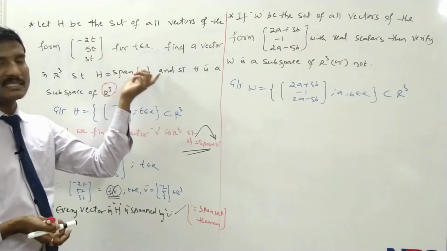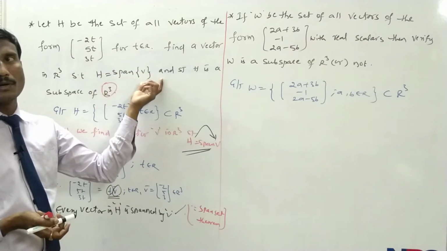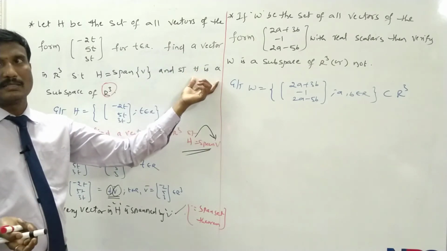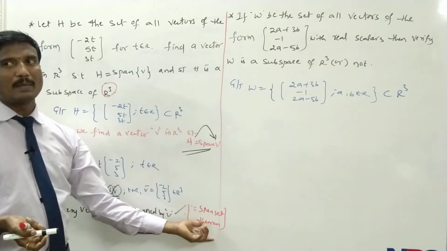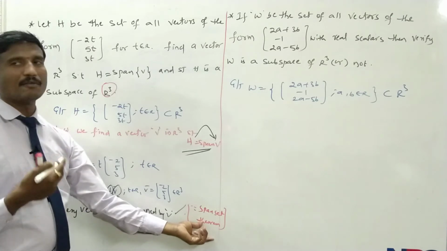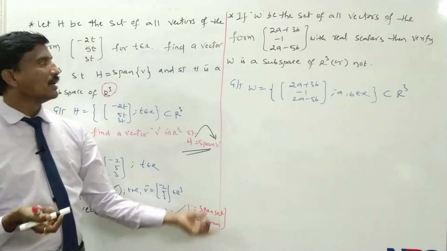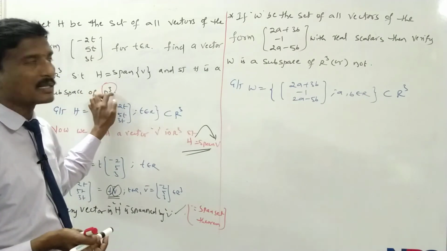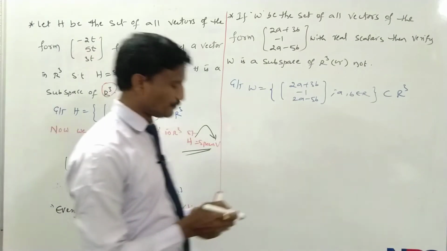Every vector in H is spanned by some vectors in R3. So according to our previous class theorem, the span set theorem, a span set is also a subspace of the vector space V. Therefore, here we can conclude that H is a subspace of R3. Okay, coming to the next problem.